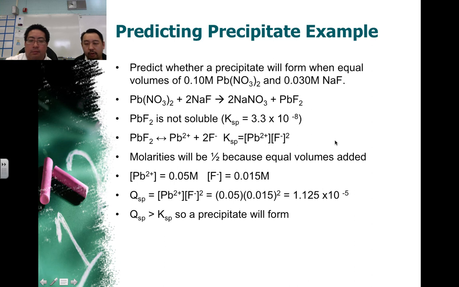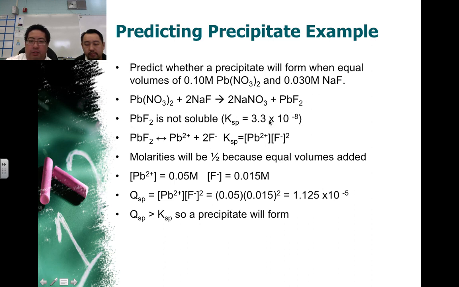Of the products that are formed, PbF2 is not soluble in water. I'd have to tip my hand and give you the KSP, because otherwise you wouldn't know which one to work with. It'll be given. So the PbF2 is what we're going to worry about precipitating.